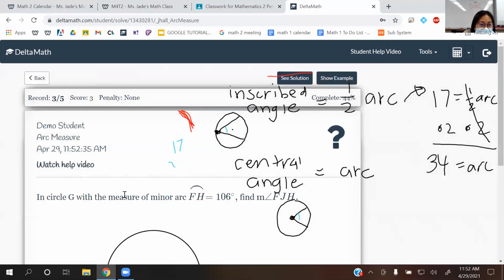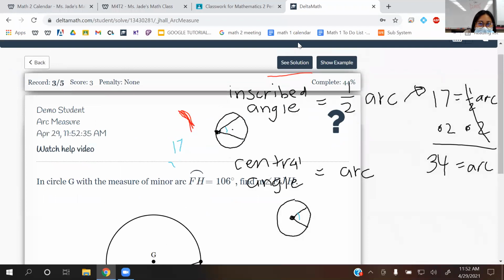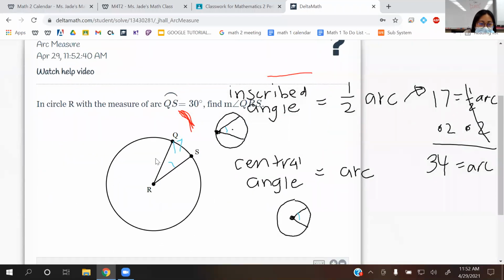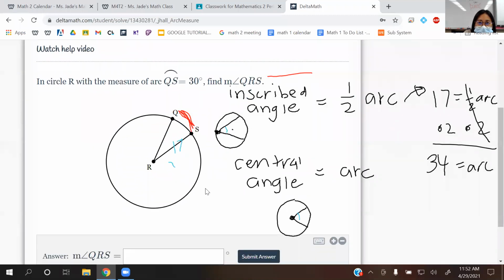Okay, let me look for a central angle. That's not central. Okay, this one's a central angle. I'm going to do only one example of a central angle because I don't think you need more than that, honestly. But if you do, of course, just let me know.